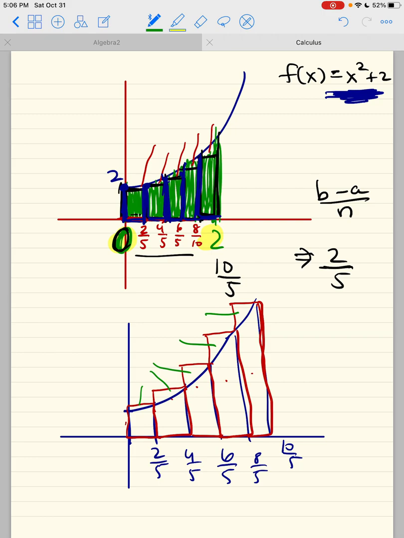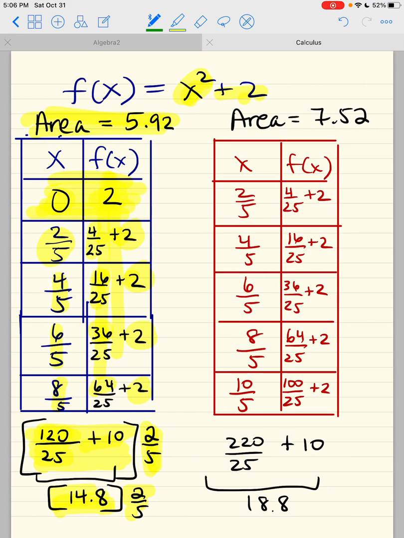So how do we do that? How do we estimate this? We need width times length, or base times height. The height that we're putting in is 2/5, 4/5, 6/5, 8/5, and then 10/5, which is 2. So I did that for you guys here.